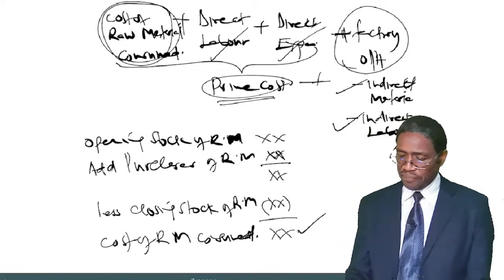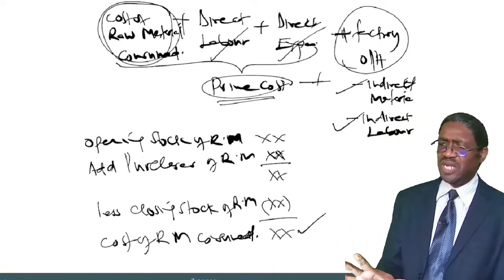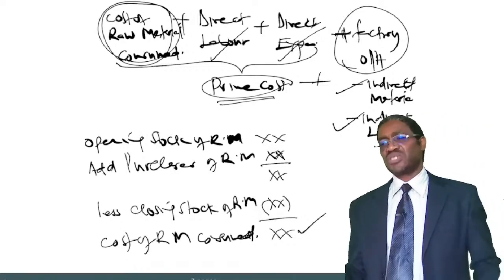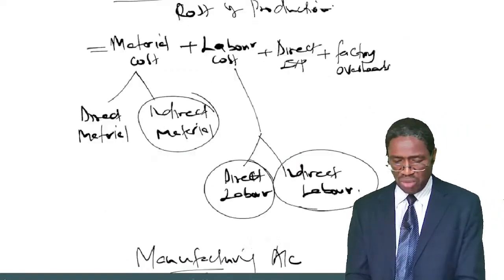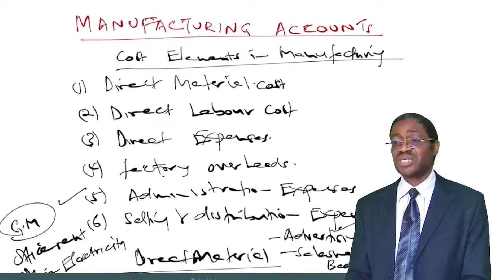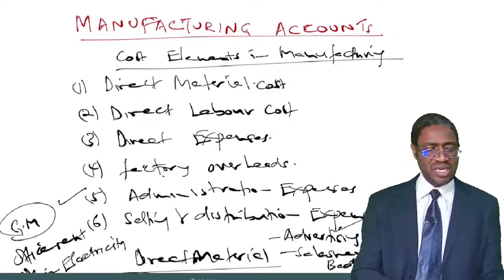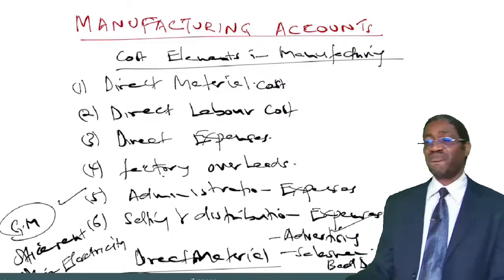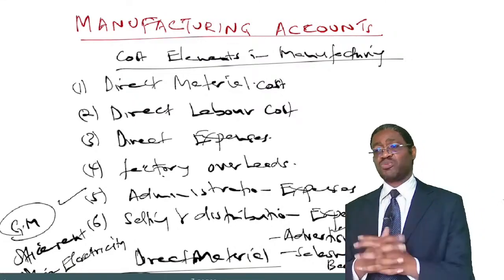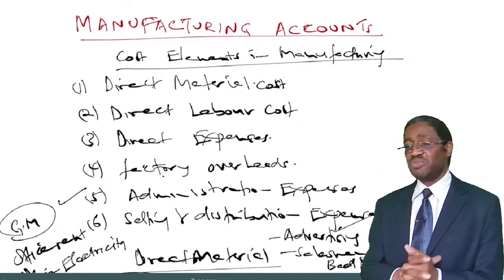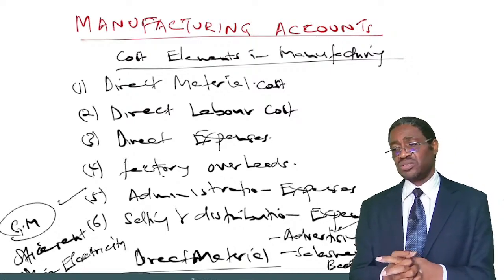Good. So before we put down the format of the manufacturing account, let's put down the summary notes on what we have already discussed. Put down the topic. The topic is manufacturing account. I want us to put down the notes now.